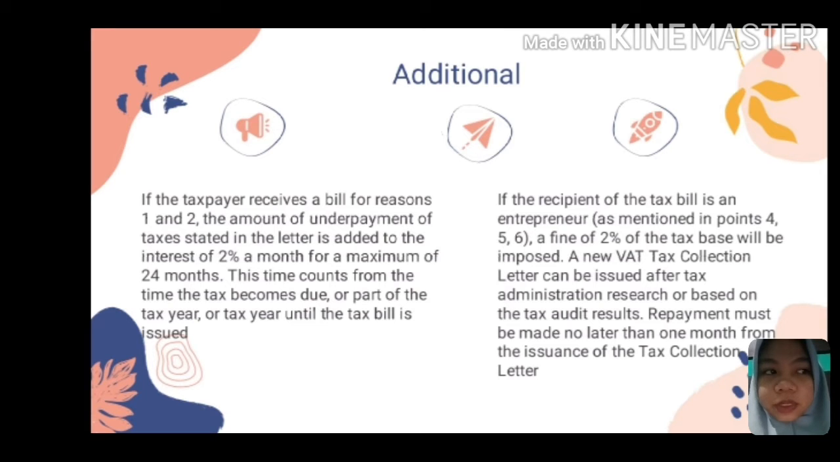And if the recipient of the tax bill is an entrepreneur, as mentioned in points 4, 5, and 6, a new VAT tax collection letter can be issued after tax administration research or based on a tax audit result. Payment must be made no later than 1 month from the issuance of the tax collection letter.